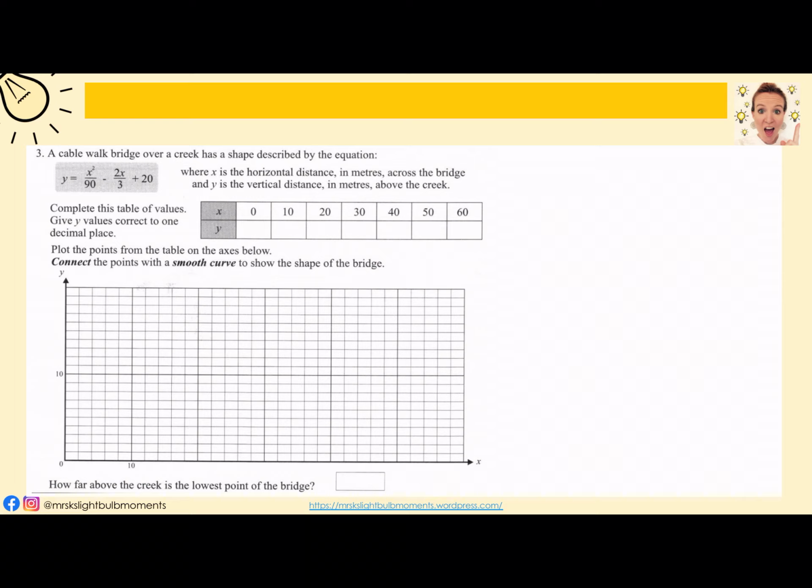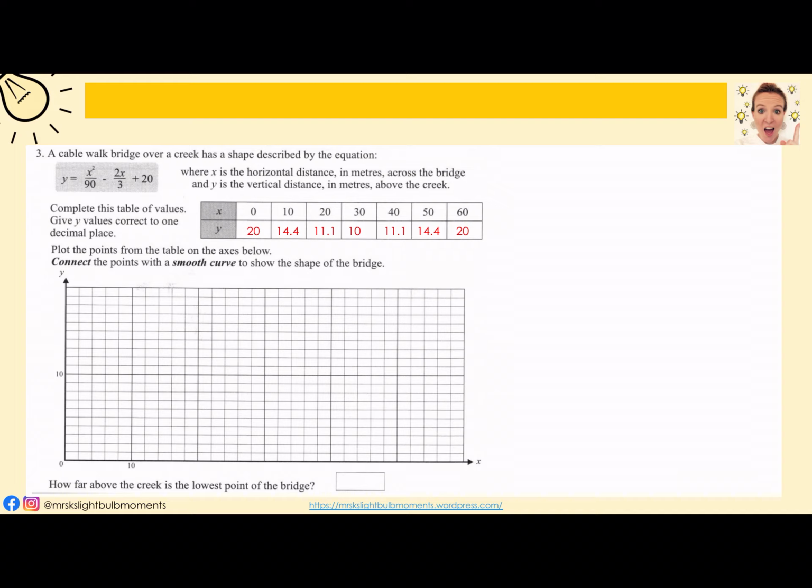We've got y equals x squared over 90 minus 2x over 3 plus 20. This could very well be on a non-calculator paper. I don't think it would be with these numbers because in a minute you'll see we get decimal places in them. But this type of question could be, so you would have to substitute it. If not, and you've got one of those calculators like I said, you can just plug these values in and you get these numbers: 20, 14.4, 11.1, 10, 11.1, 14.4 and 20. Okay, so that's your substitution.